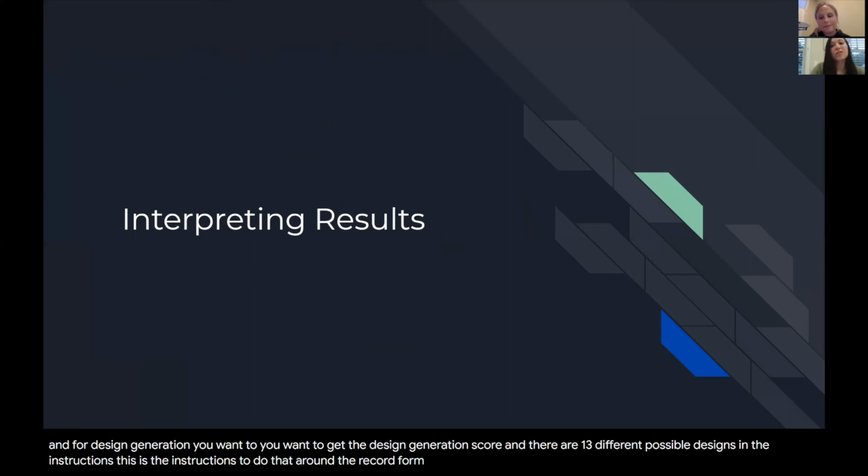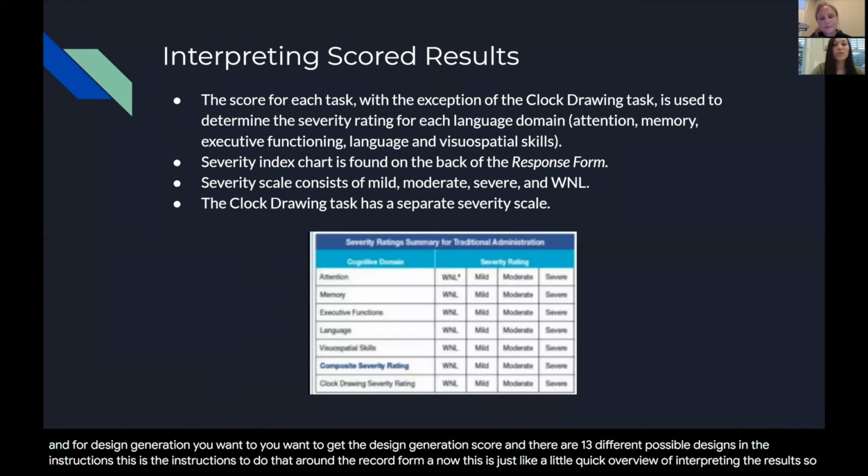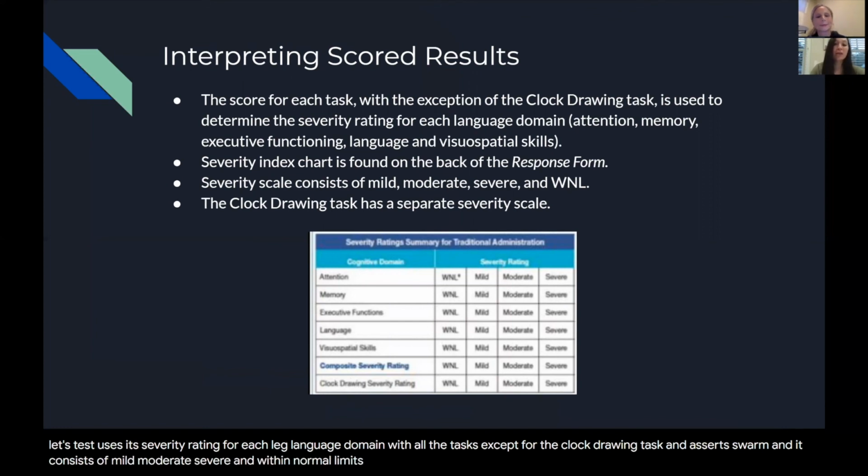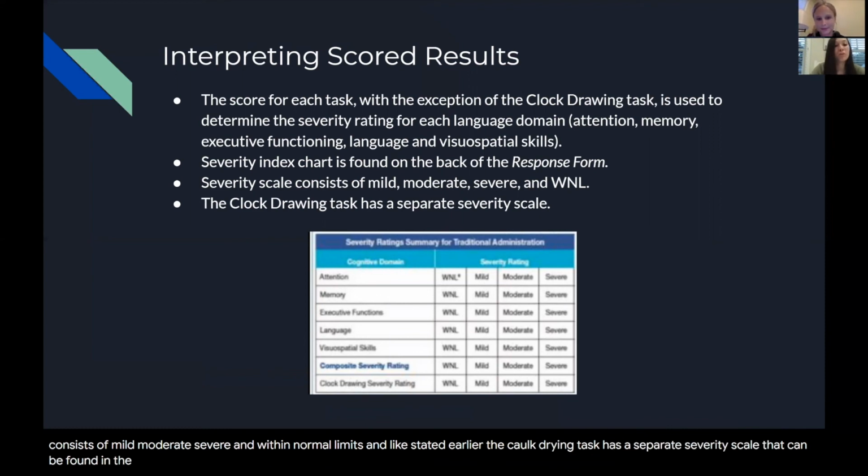And now this is just a quick overview of interpreting the results. So this test uses a severity rating for each language domain with all the tasks except for the clock drawing task. And this severity index chart is found on the back of the response form. And it consists of mild, moderate, severe, and within normal limits. And like stated earlier, the clock drawing task has a separate severity scale that can be found in the manual.